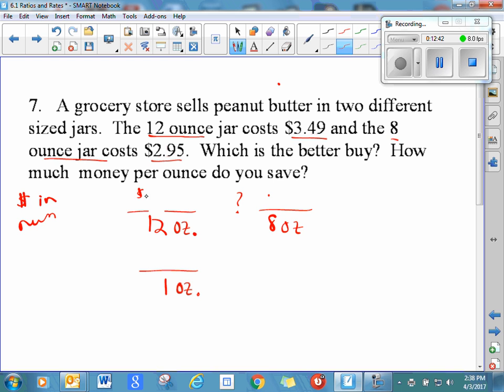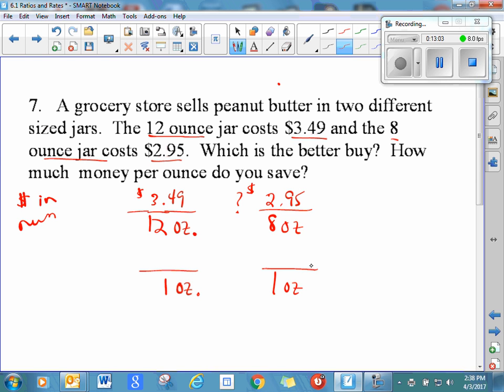All right, I'm going to go back and start again. The 12-ounce jar is $3.49. The 8-ounce jar is $2.95. So we can't really compare because they don't have a common denominator, 12 and 8, but if we get both their denominators down to 1, then we can certainly compare them.